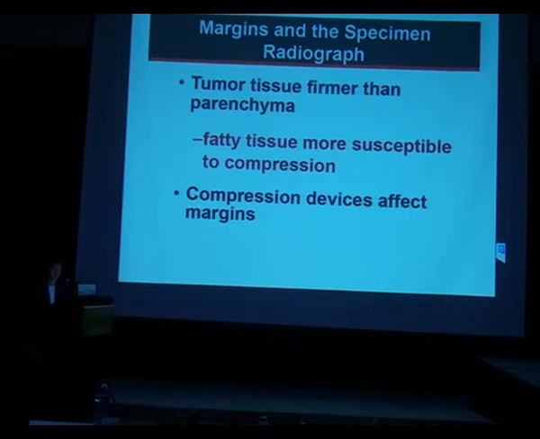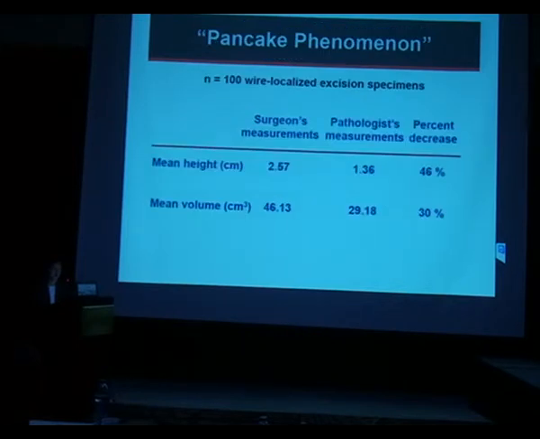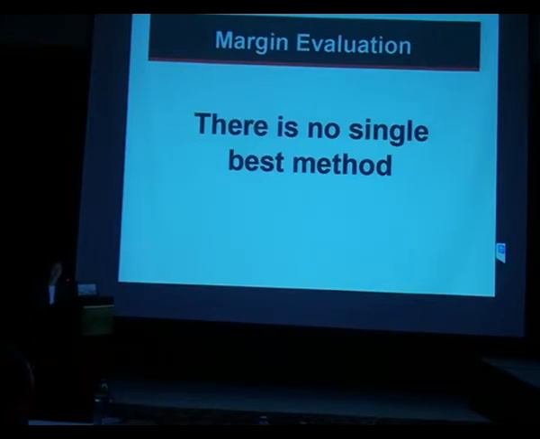Sometimes it's difficult to use. And this pancake phenomenon is pretty well known, and it affects both mean height and mean volume of the tissue. This is the surgeon's measurement before it is sent to pathology, and as you can see, there's a significant decrease, up to 50% decrease in the height of the specimen and the mean volume of the specimen. So we have to be careful.